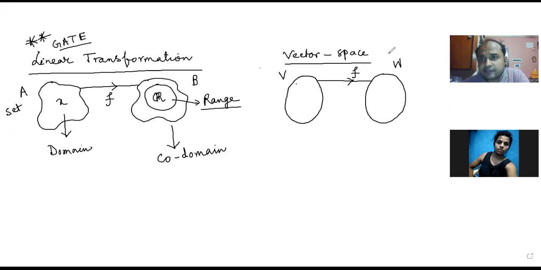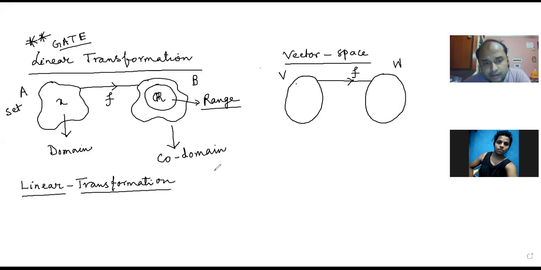And that function is actually called a linear transformation. So a linear transformation is a kind of function which is defined from a particular vector space to another vector space. So how is it defined?